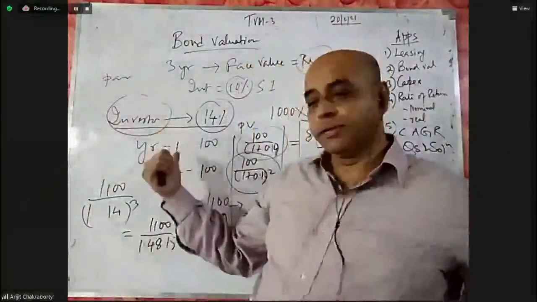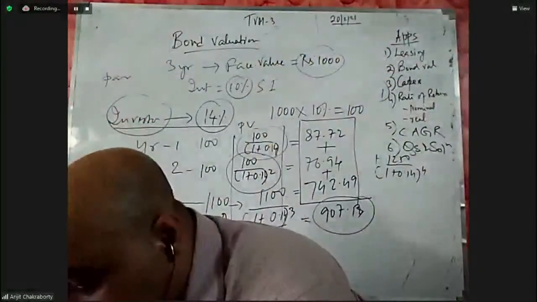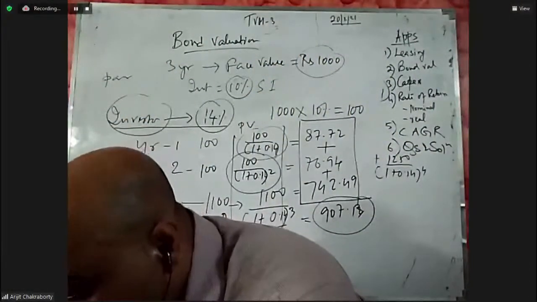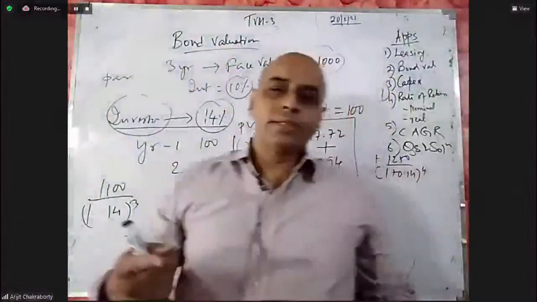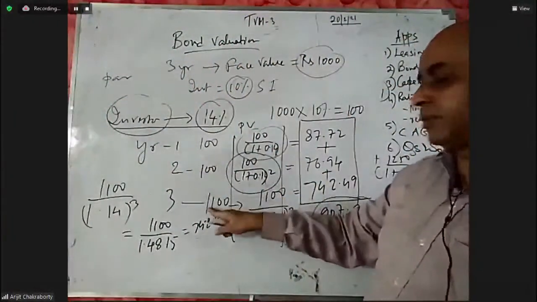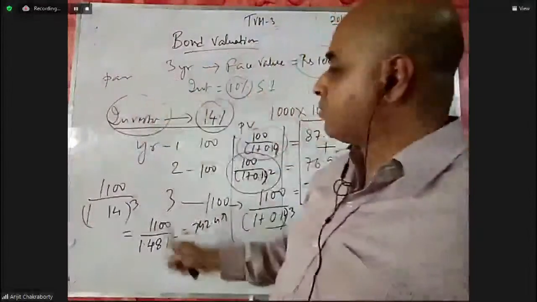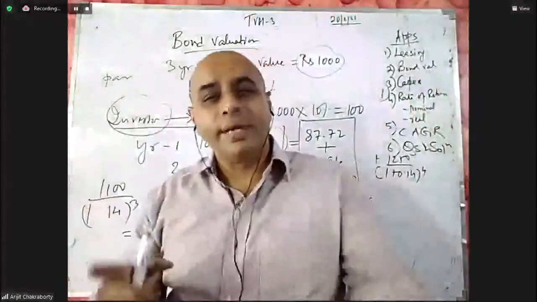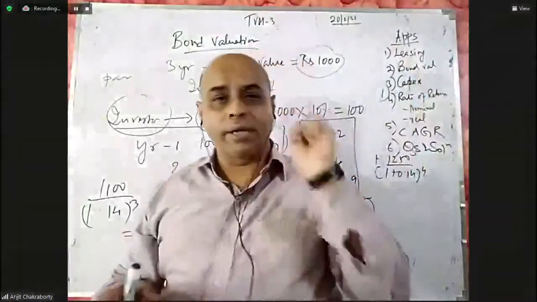Here it is given in the problem, if you see the problem once again, that the bond is redeemed at par. That means the redemption amount is 1,000 rupees. If it is given in this problem that the bond is redeemed, that means repaid at a premium of 200.